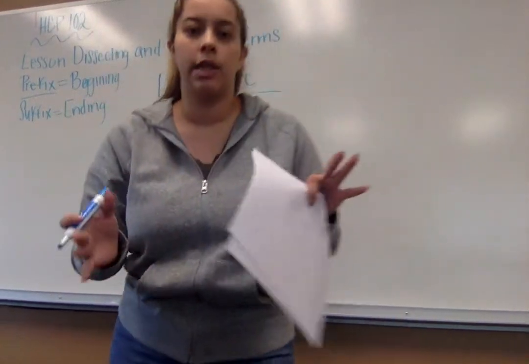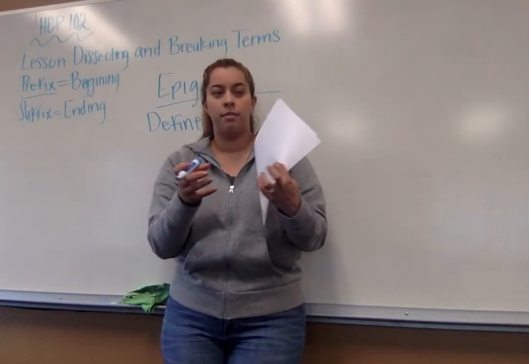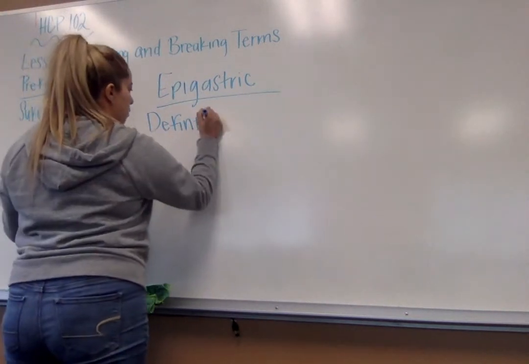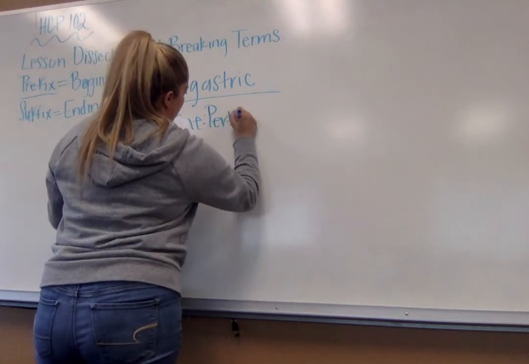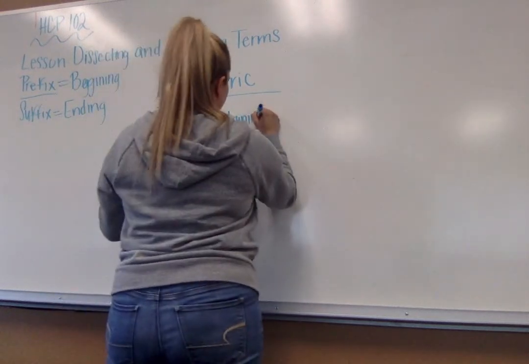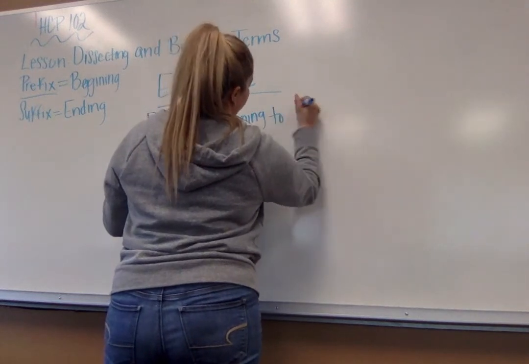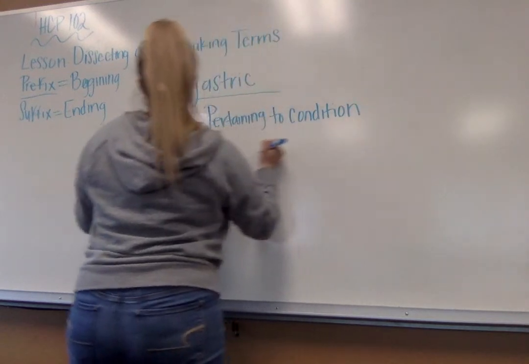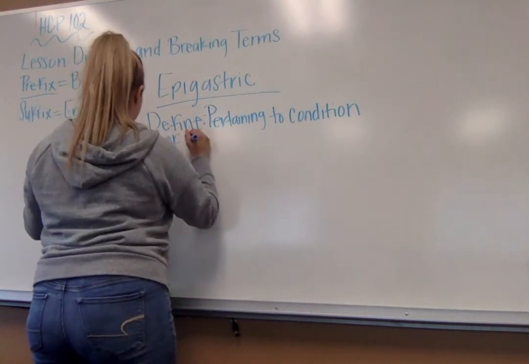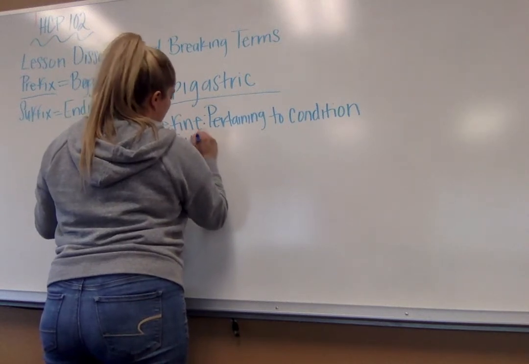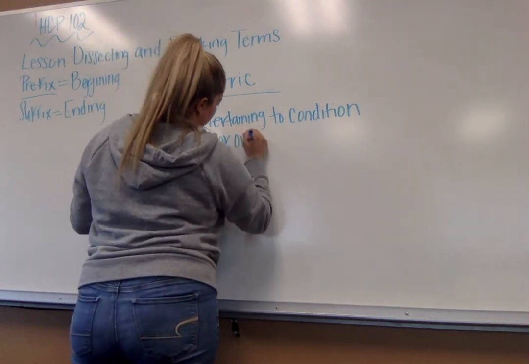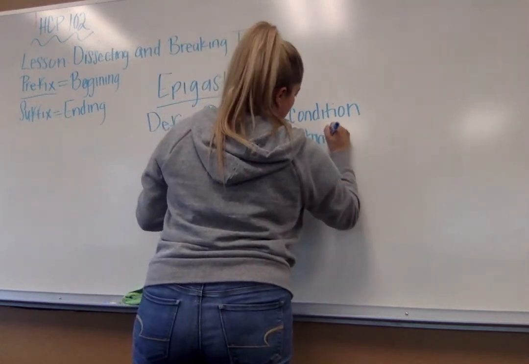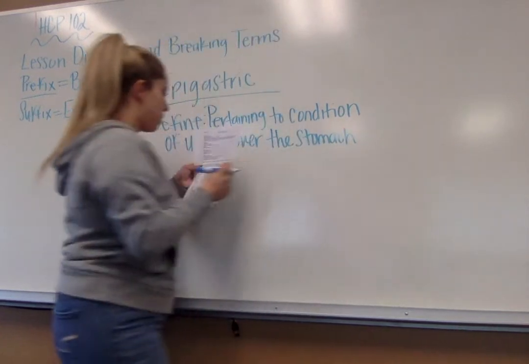So if we put that all together and make it into a sentence to find a meaning for it, epigastric would mean pertaining to condition of upon or over the stomach. So that's what it means.